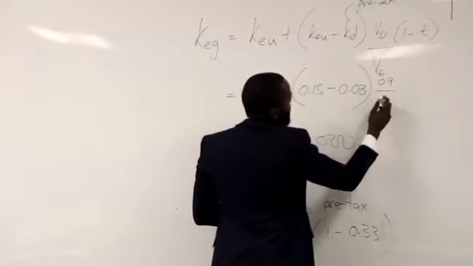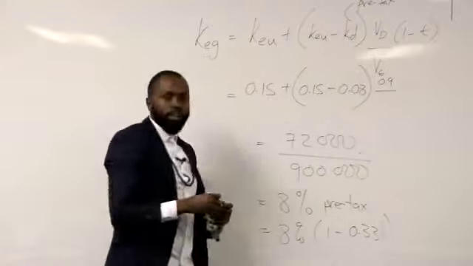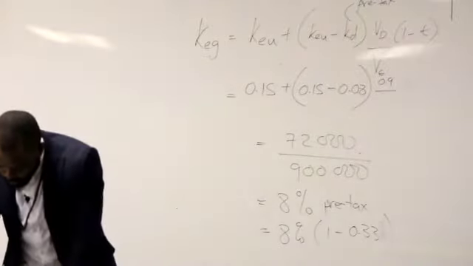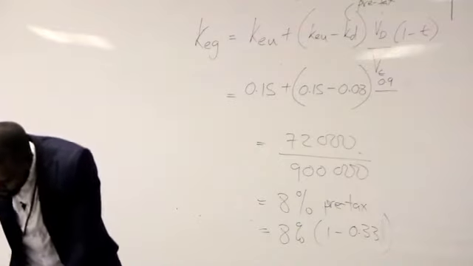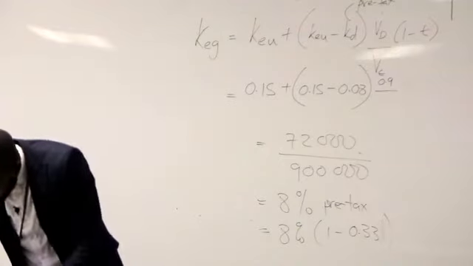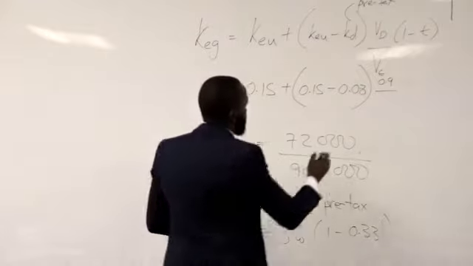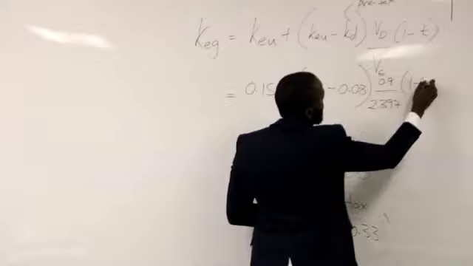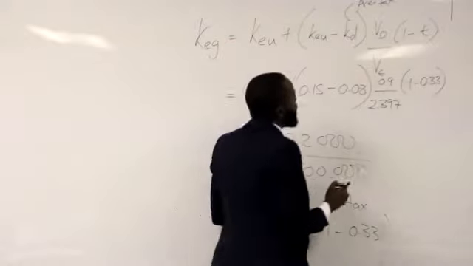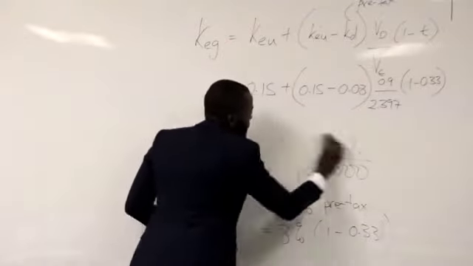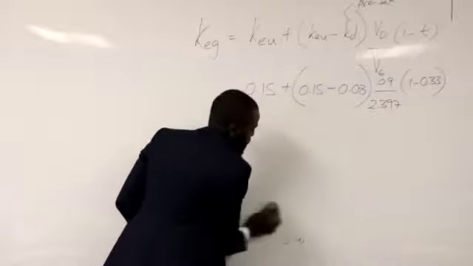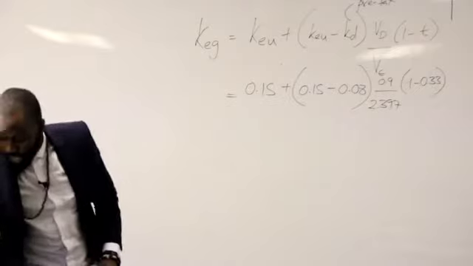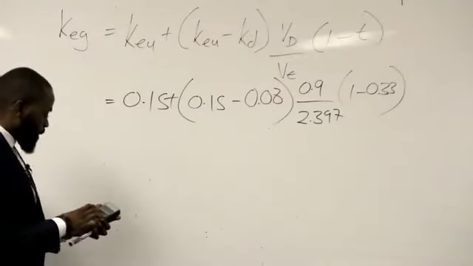Then our value of debt, which is 0.9. The value of equity for this company, we calculated in our first part. So already I've worked this out, I just need to check the answer. It was 2.397. Then 1 minus 0.33. This is our second formula. Now we just have to use our calculator to get the answer.